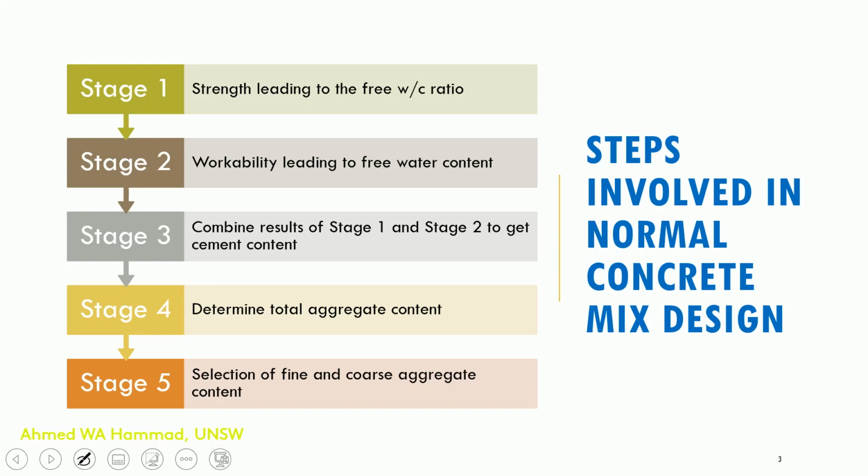And then in stage 3, we combine the results from stage 1 and stage 2 to get the cement content. And then in stage 4, that's where we determine the total aggregate content. And then finally in stage 5, that's where we select fine and coarse aggregate content in the concrete mix.